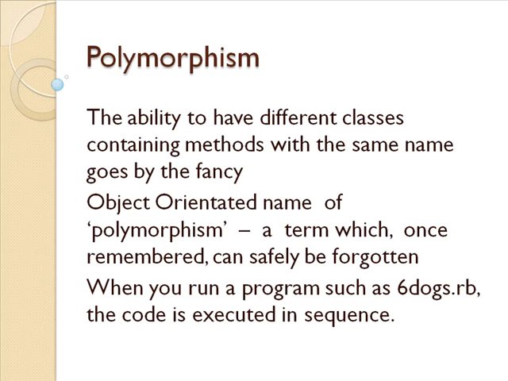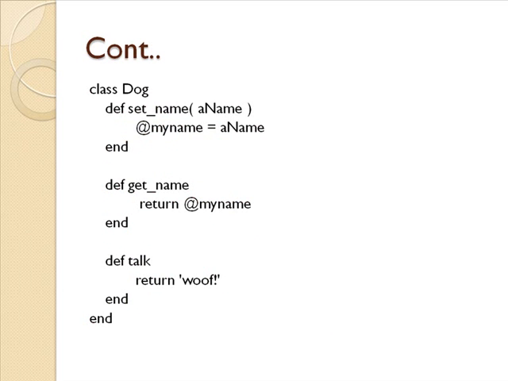Polymorphism. The ability to have different classes containing methods with the same name goes by the fancy object-oriented name of polymorphism, a term which once remembered can safely be forgotten when you run a program such as 6dogs.rb. The code is executed in sequence. Okay, let's see the code. Class Dog, def set_name(a_name), @my_name = a_name, end, and def get_name, return @my_name, and def talk, return woof, and end.